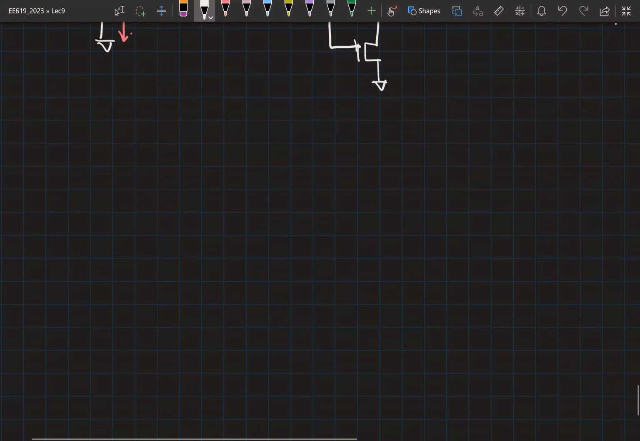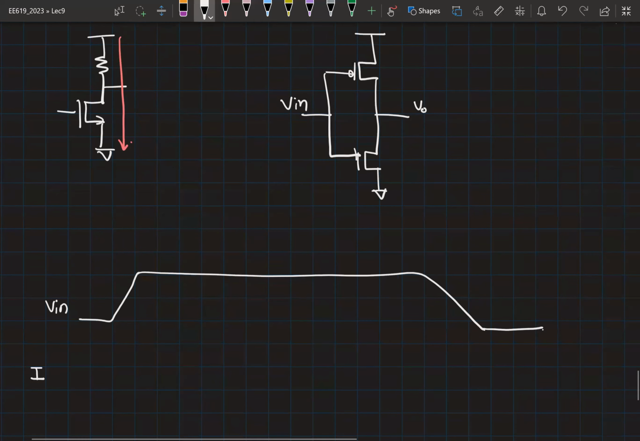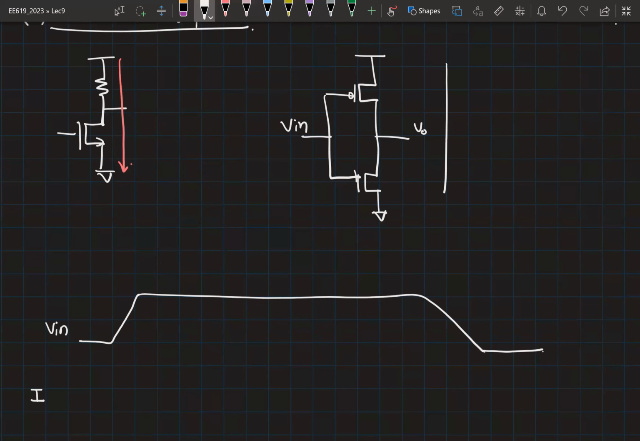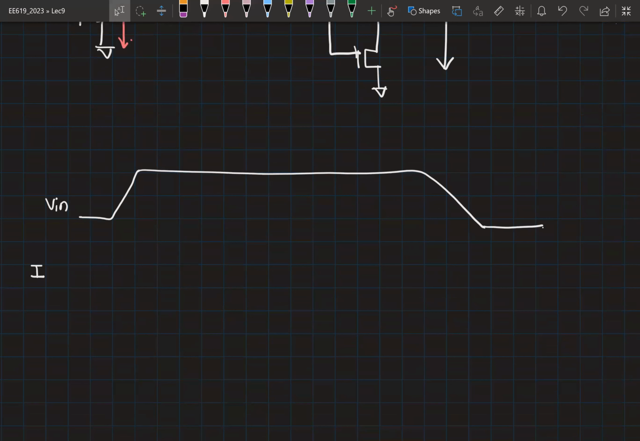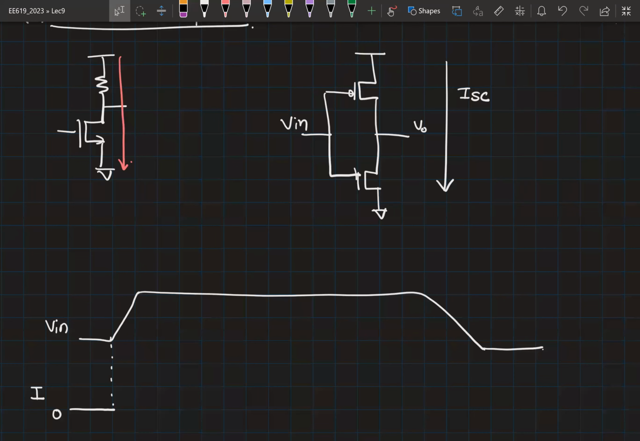So let me draw an input voltage. Corresponding to that, I'm going to draw the short circuit current. This is called a short circuit current because this is like shorting your VDD and ground through a low resistance path. I'm going to term it as ISC. Now we know that when Vin is clearly zero, what is the current? Current will be zero, right? Vin is equal to zero. Why is the current zero? NMOS is in cutoff.